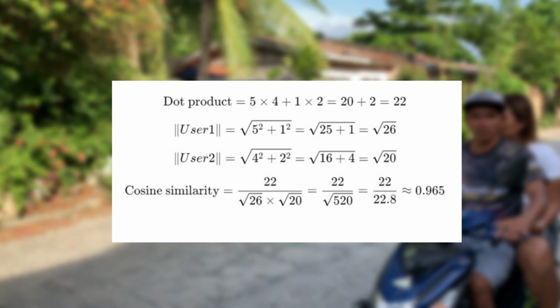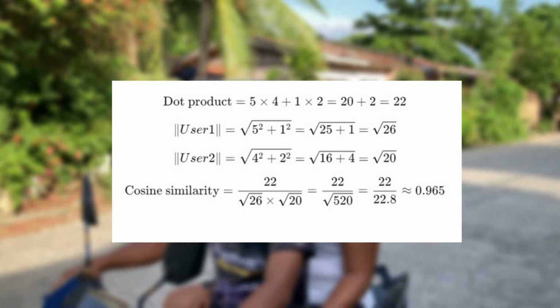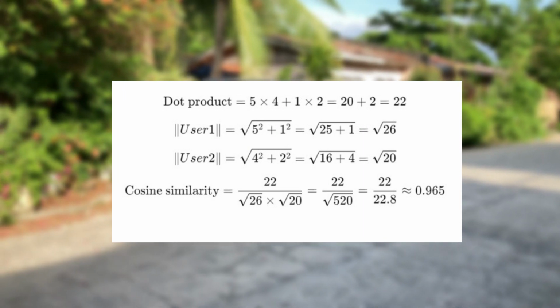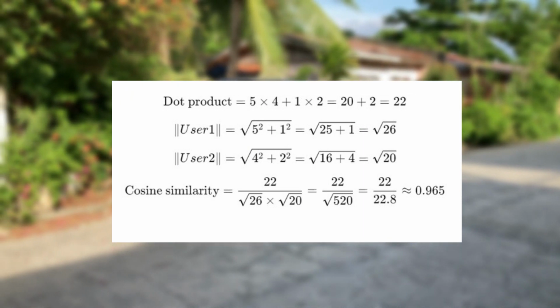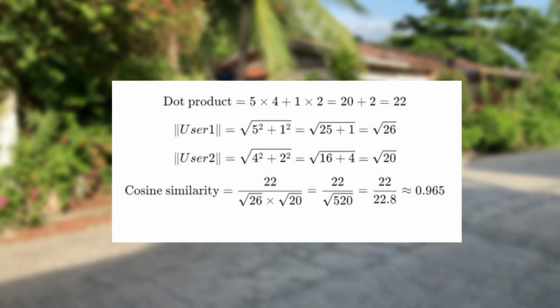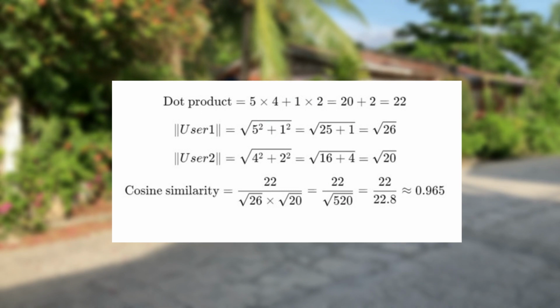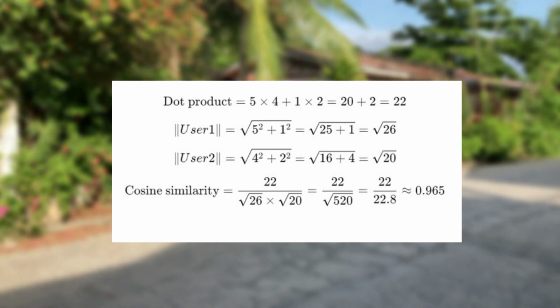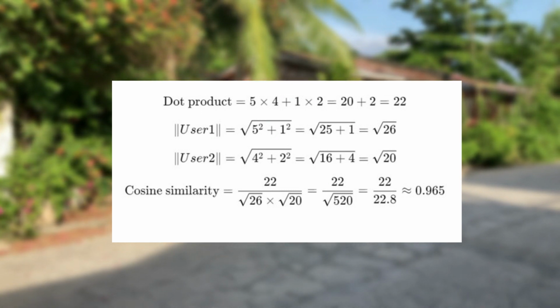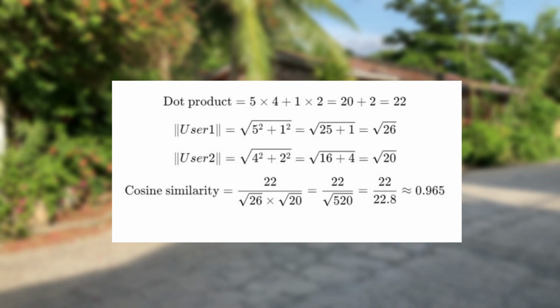22 over square root of 26 times square root of 20. This would equate to 22 over square root of 520. The square root of 520 is 22.8. So therefore, 22 over 22.8. The final result would be 0.965.